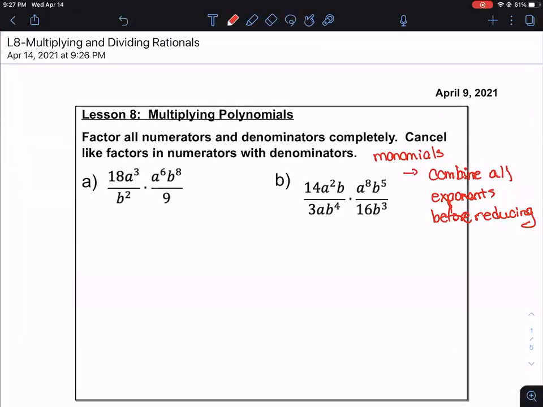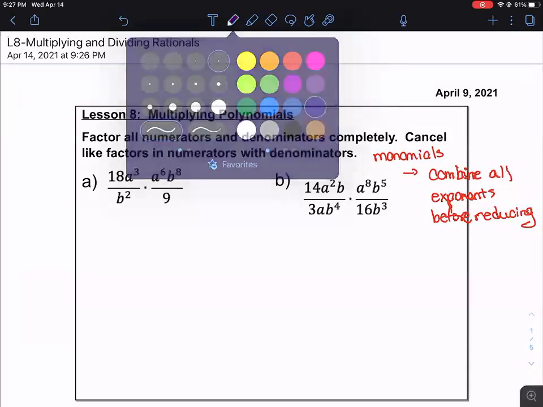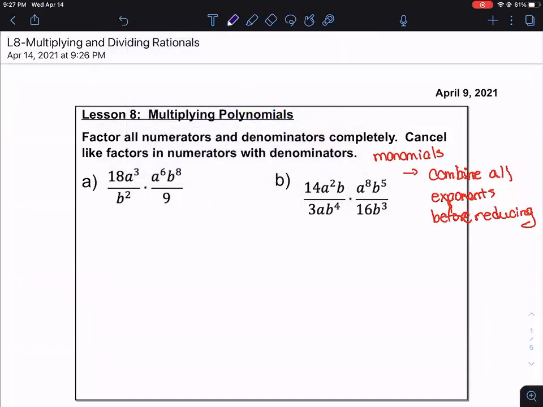Okay, so for number 1, now we are allowed to reduce up and down. And if you're in this math class, you should know this rule already. We are also able to reduce top to bottom going across. So the 8 and the 18 and the 9 can reduce by a common factor of 9, leaving me with 2 and 1.